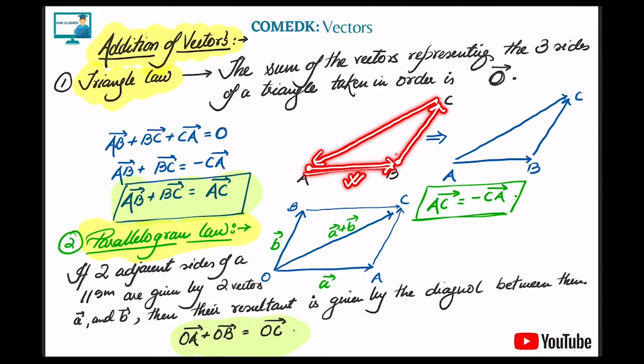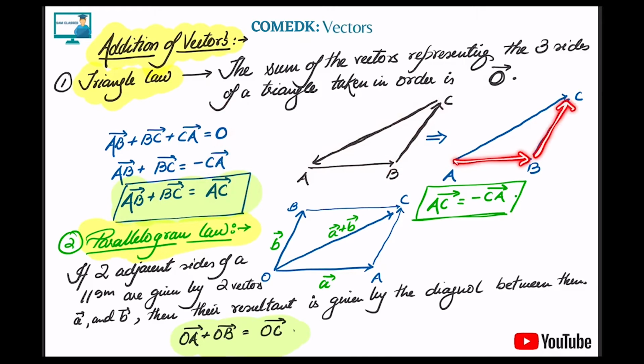So AB vector plus BC vector plus CA vector is equal to 0. Now, the moment I send the CA vector to the other side, it will be minus of CA vector, and minus of CA vector I can interchange to AC vector. So what we got? AB vector plus BC vector is equal to, change of order, AC vector, the third side.